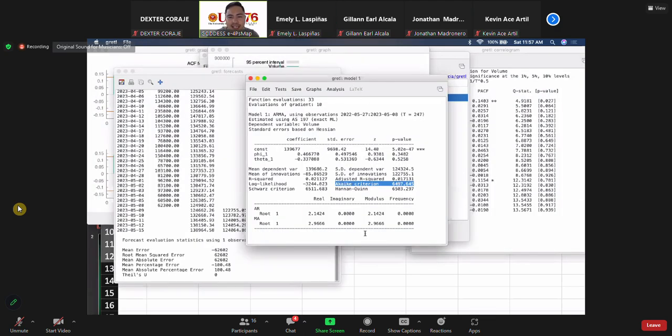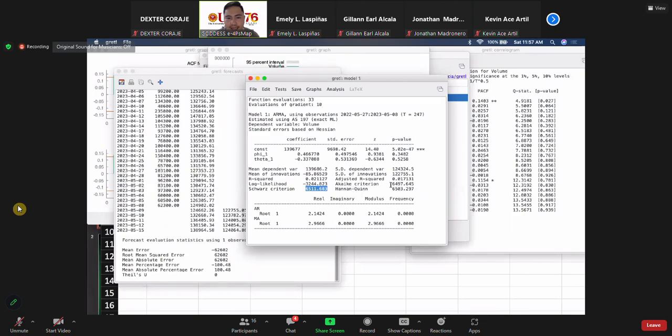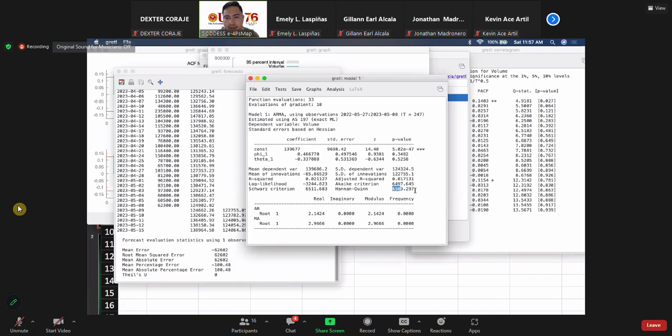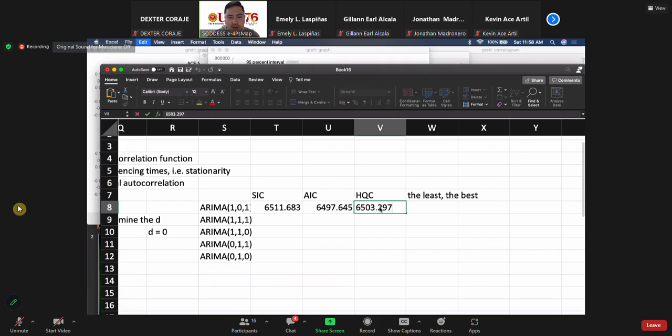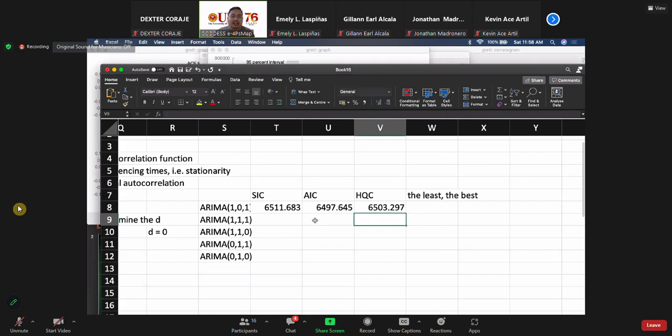So since nakita nato nga si 101, so may value niya sa iyang Schwarz. Copy na siya. Tapos, ang iyahang Akaike. And then, ang iyang Hannan-Quinn. So naa ba R square o adjusted R square si ARIMA? Naa, pero di gid siya mag-matter. Kaya kung tanaw nimo ang R square niya is 0.02, 0.01 lang. Ngayon, i-try natin si ARIMA 111.